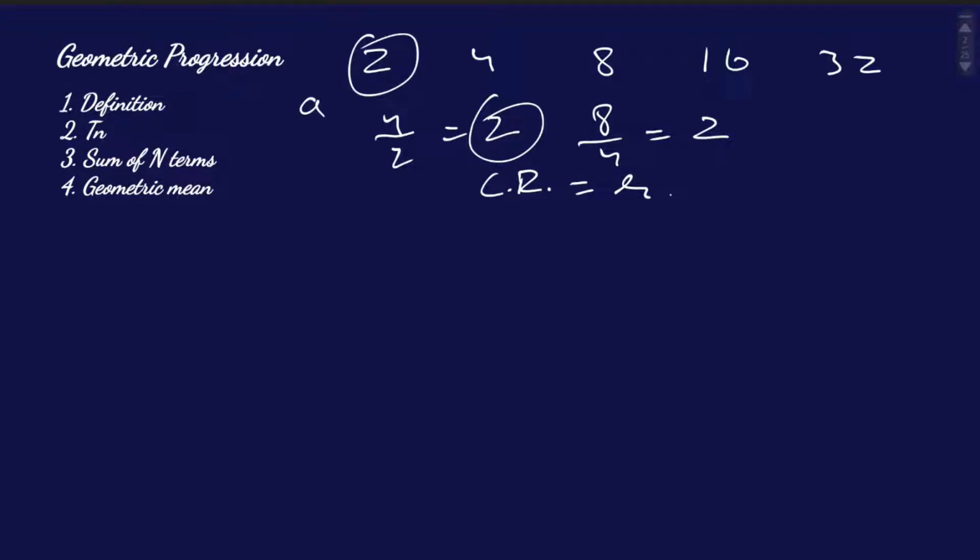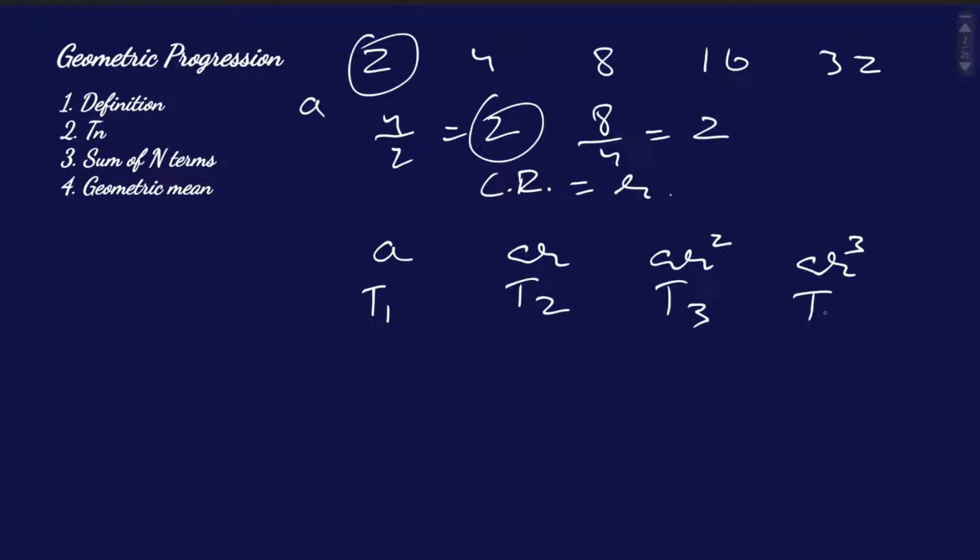a. So if we were to generalize what a geometric progression is, we will get our series as a, ar, ar square, ar to the power 3 and so on. So a becomes our first term, ar becomes our second term, ar square becomes our third term, and ar cube becomes our fourth term, and so on.